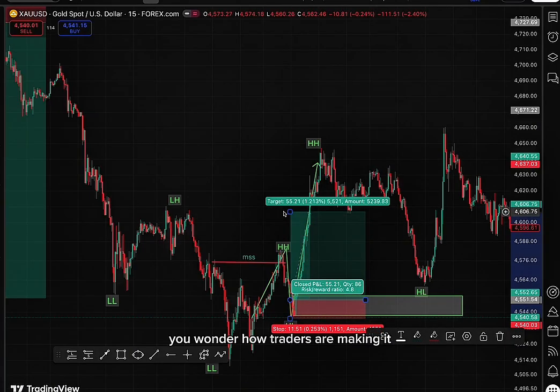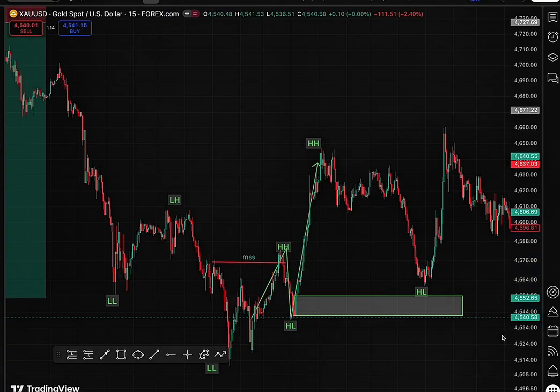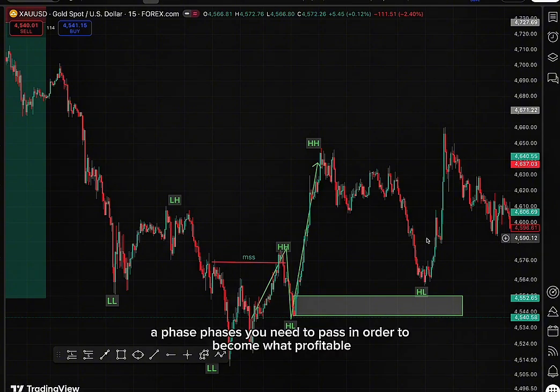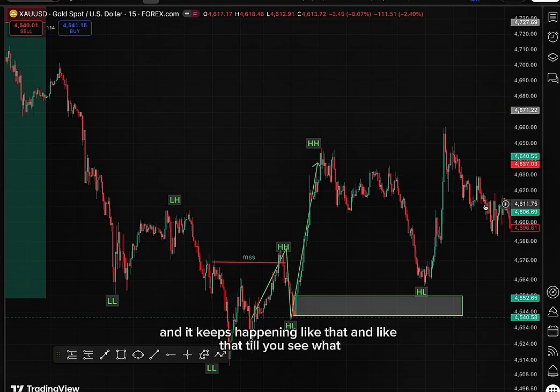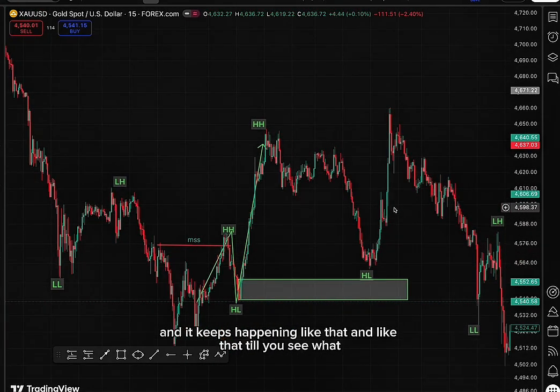You wonder how traders are making it. This is how they are doing it. It's not that complicated. They got used to it. They master the structure. They have a deep understanding of structure. All these are phases. Phases you need to pass in order to become what? Profitable. Understand the structure.